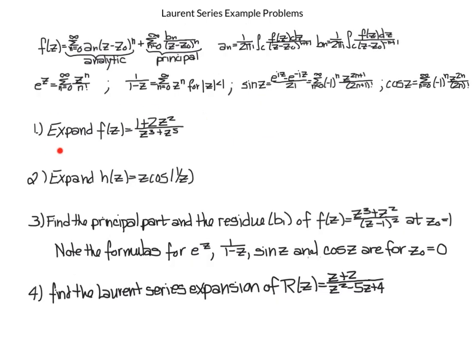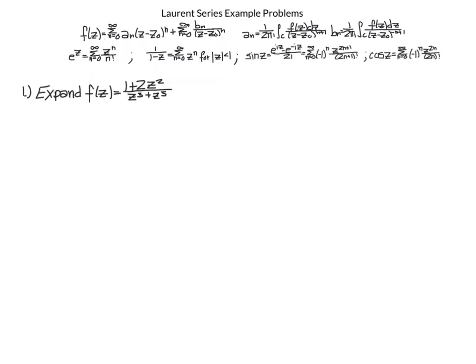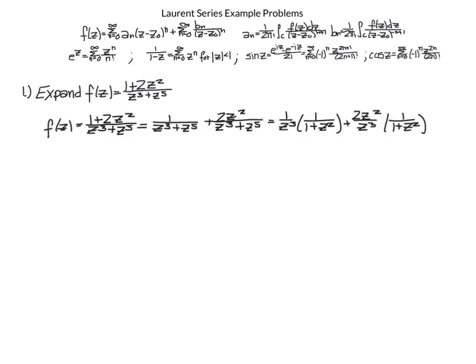We will start with this first problem. Expand f of z equals (1 plus 2z squared) over (z cubed plus z to the 5th). The first thing to do whenever you have a polynomial over a polynomial is to always simplify this fraction as much as possible. So I'm going to start with my 1 plus 2z squared over z cubed plus z to the 5th, and I'm going to separate this out into two fractions.